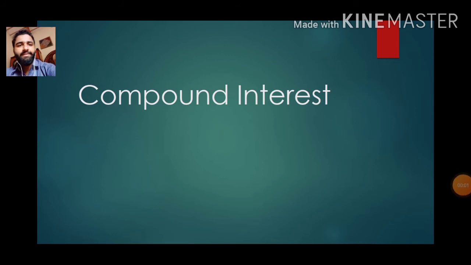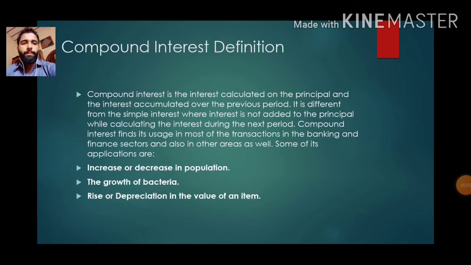Now, what is compound interest? Compound interest definition: compound interest is the interest calculated on the principal and the interest accumulated over the previous period. It is different from simple interest, where interest is not added to the principal while accumulating the interest during the next period.